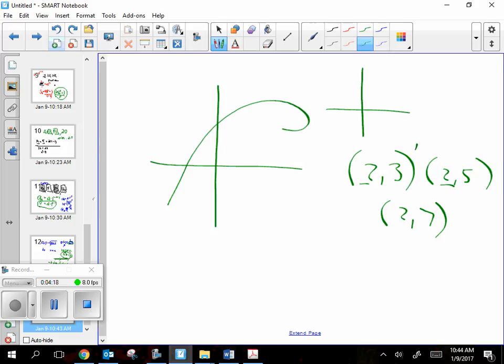Yes. The fact this came out to 3 and it came out to 5 was a bad thing. That's not supposed to happen. And think about it. If you graph it over 2 and up 3, over 2 and up 5, they're making points right above each other. They would not pass the vertical line test. You know what I'm saying?